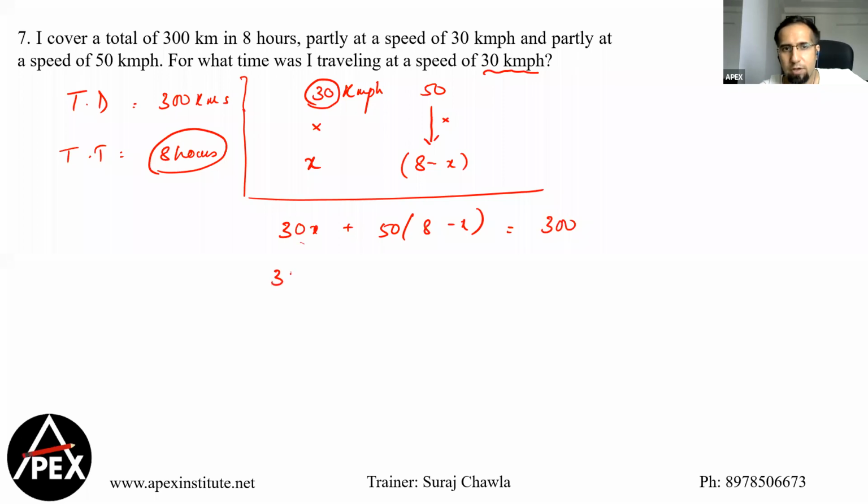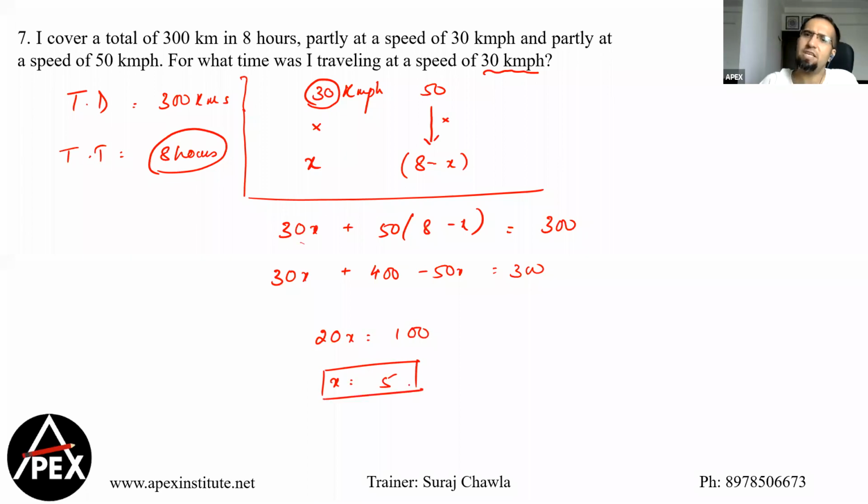So what do we have here, guys? We have 30x plus 50 into 8 is 400 minus 50x is equal to 300. Or what do we get eventually? We get 20x is equal to 100, or we get the value of x is equal to 5. Now, strategically, we have assumed the value of x as whatever is asked in the question. So therefore, this guy takes 5 hours to travel at a speed of 30 kilometers an hour. Clear, guys?